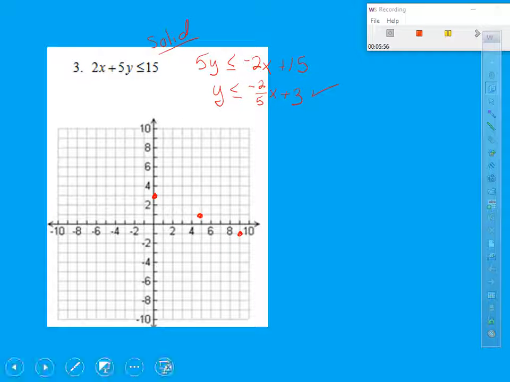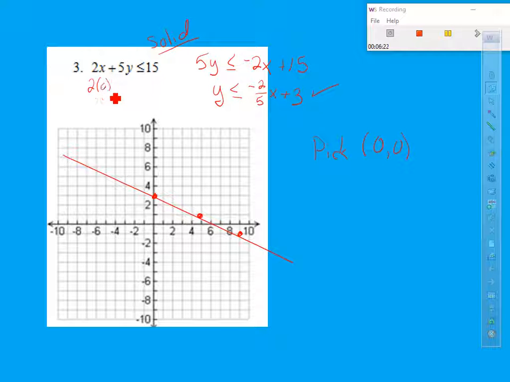So let me put my straight edge down, hopefully. I connected my dots. Now we have to decide what side to shade. So once again, pick 0, 0. You can sub it into either equation. I'm going to go back to this top one. I'm going to sub in 0 for x and 0 for y. So 2 times 0 plus 5 times 0, I've got 0 is less than 15.